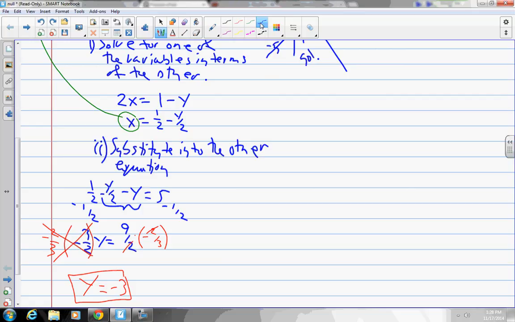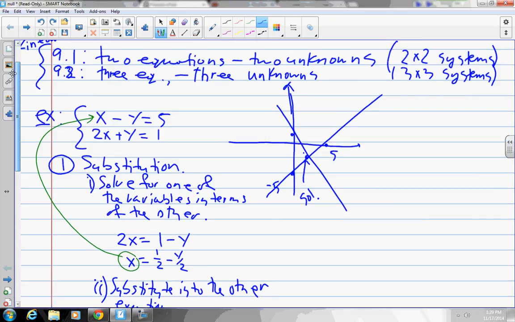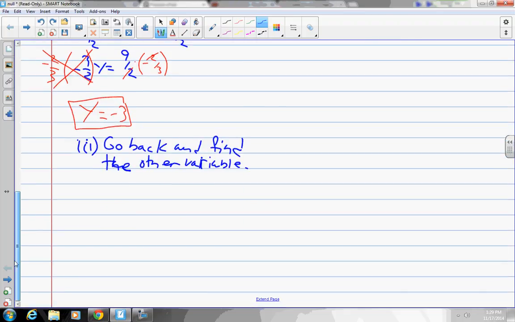So now, since we found y, now we can go back and find the other variable. So since y equals negative 3, I can plug it in for y into any one of these equations. First, second, that doesn't matter. So if I plug it in the first equation, I get x minus negative 3 equals 5. So that means x plus 3 equals 5. So x equals 2. Right?